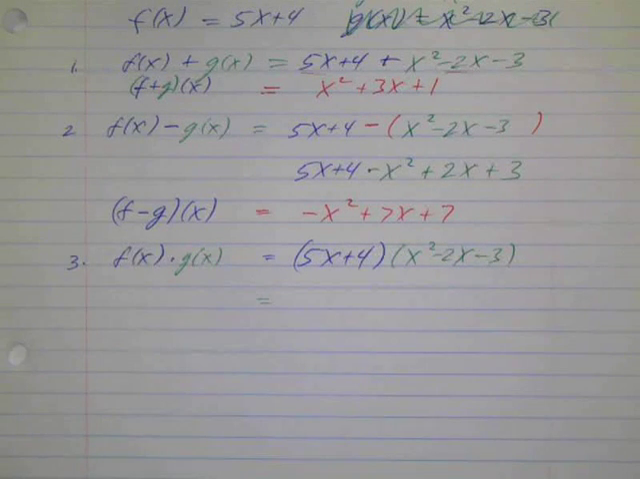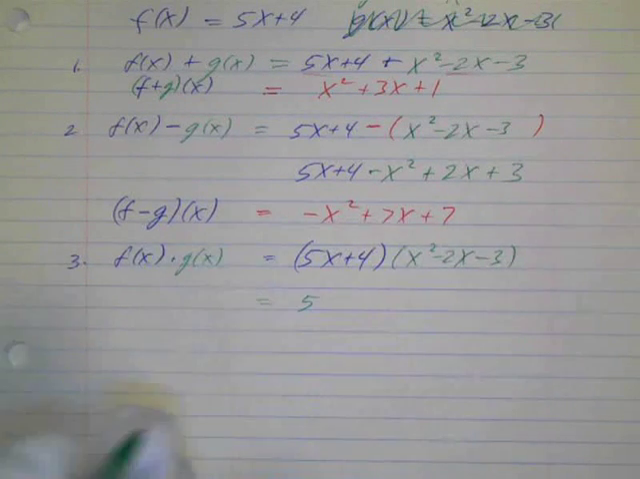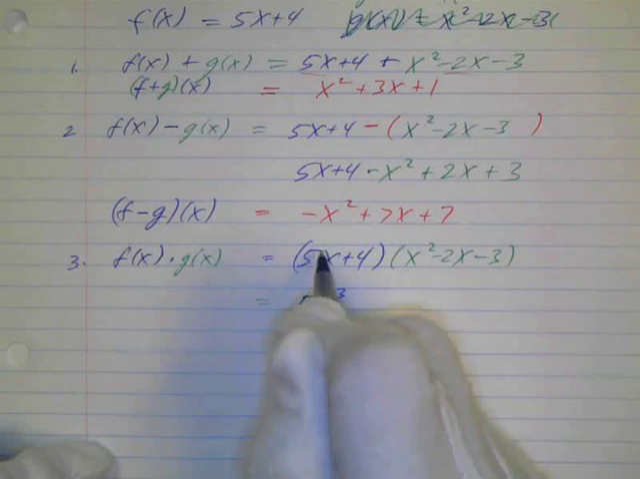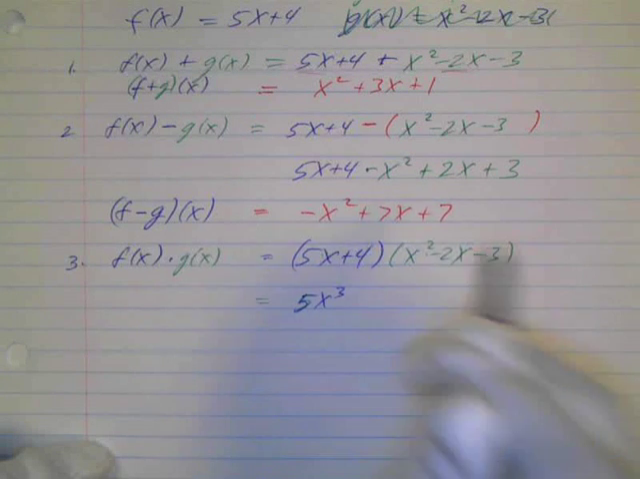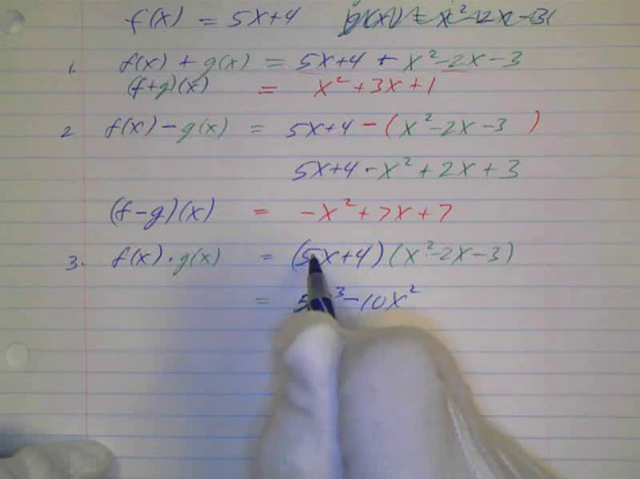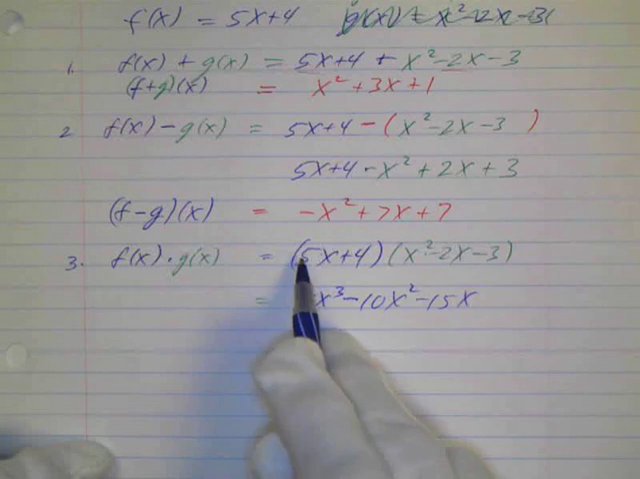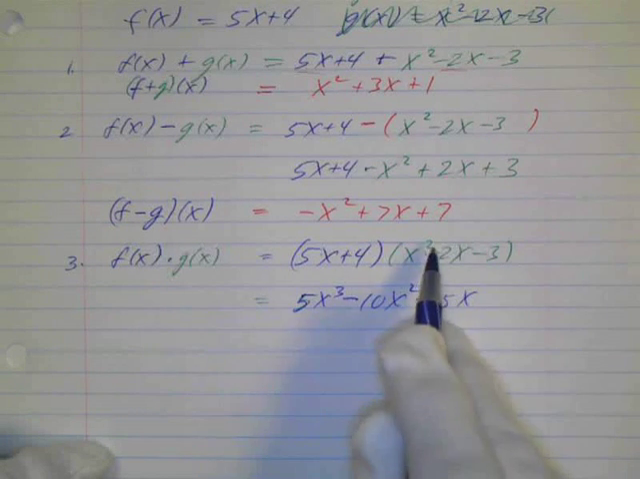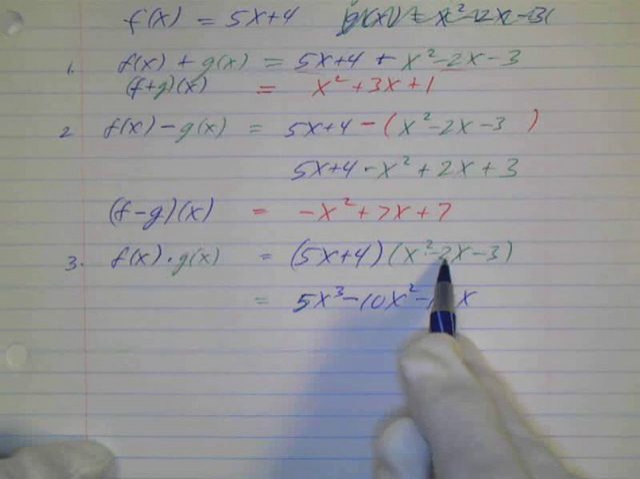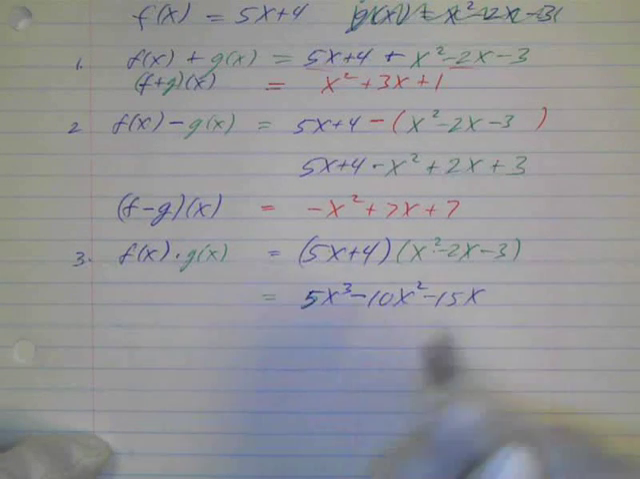So I multiply everything by 5x. I get 5x cubed minus 10x squared, and then minus 15x. Double check: my x's are going to go cubed, squared, and 1, and then 5 times 1 is 5, times 2 is 10, 5 times 3 is 15. So double check. And then I'll multiply everything by 4.